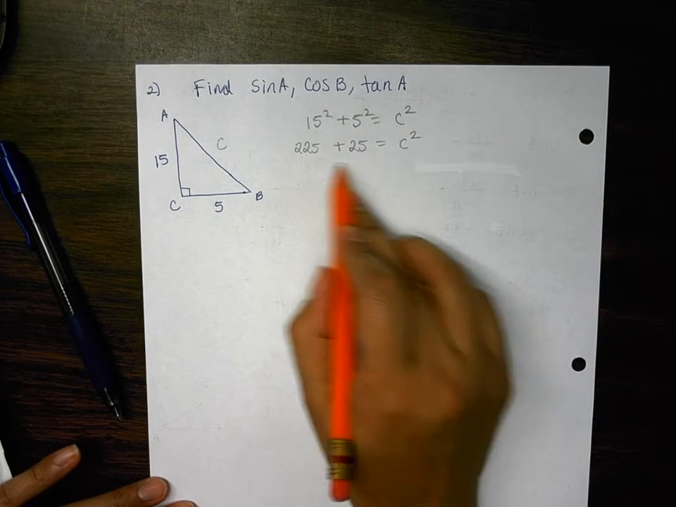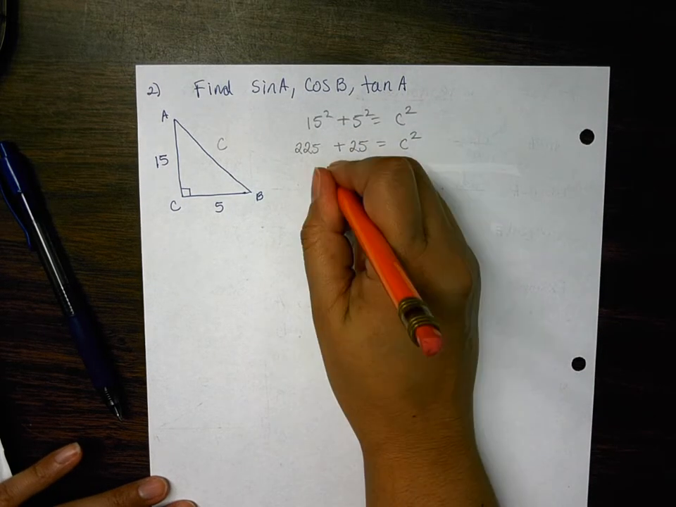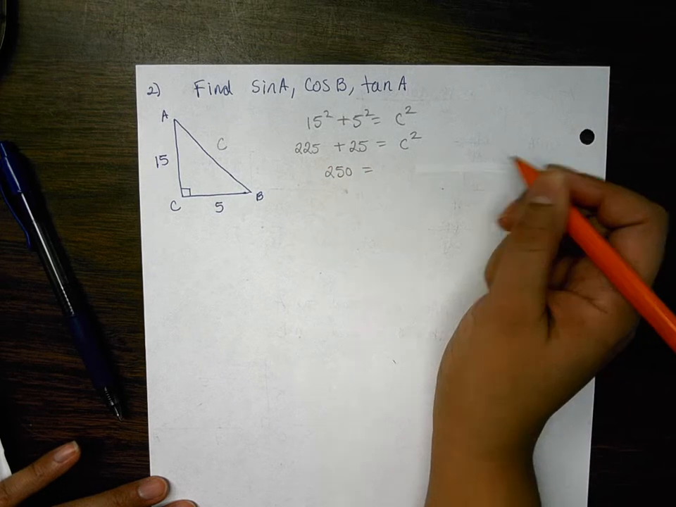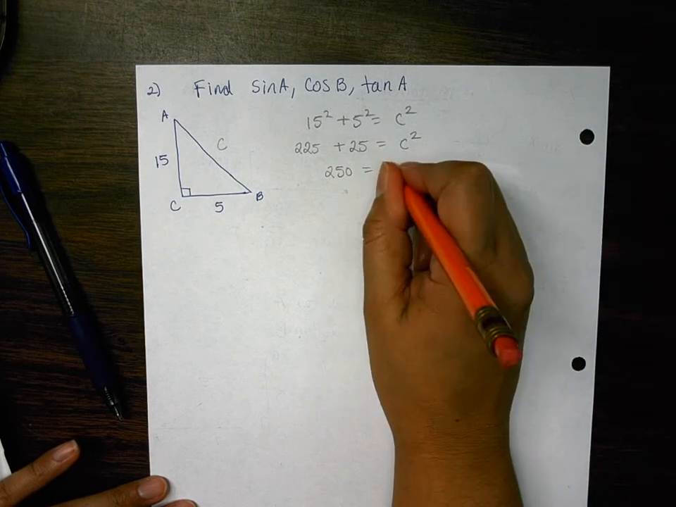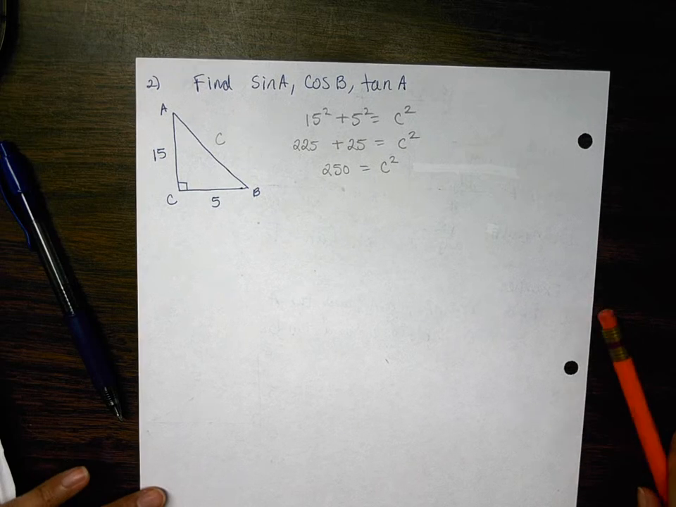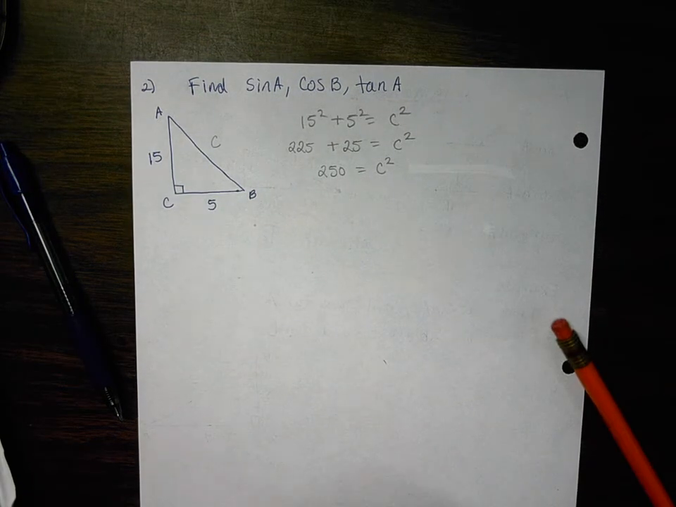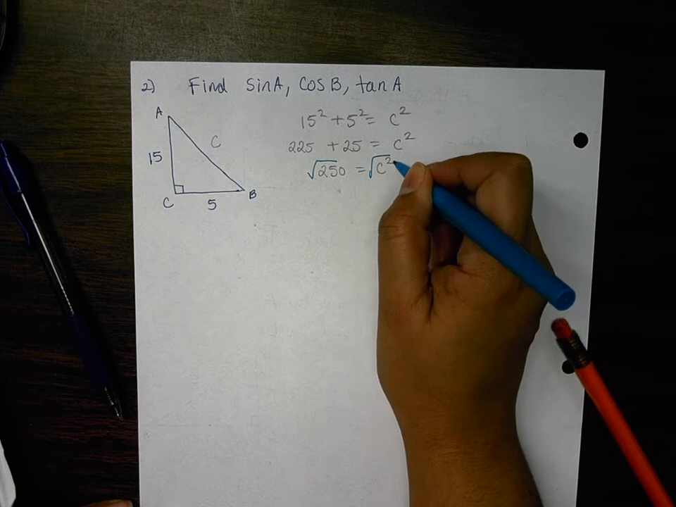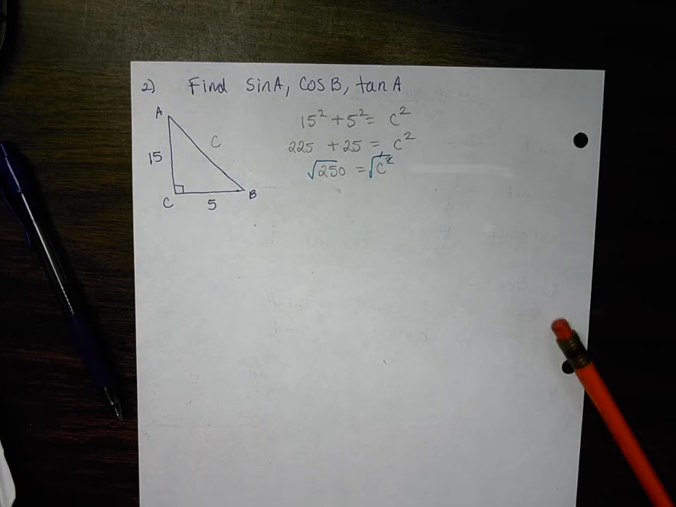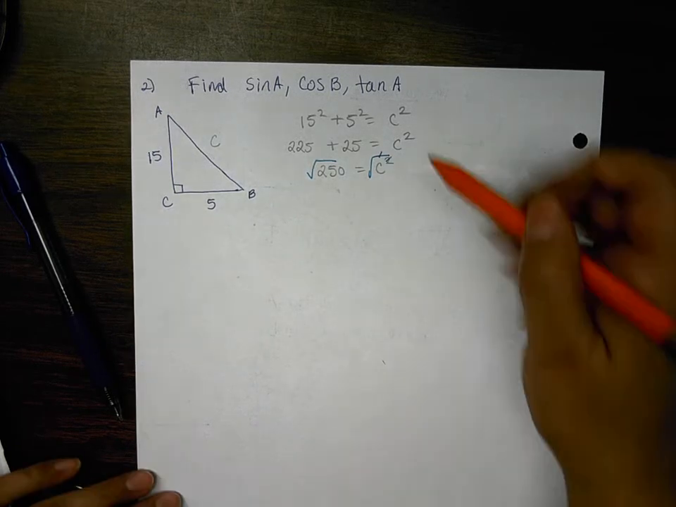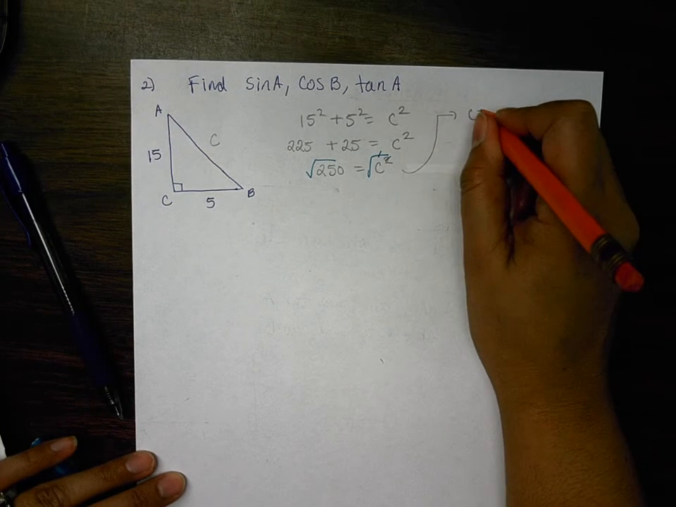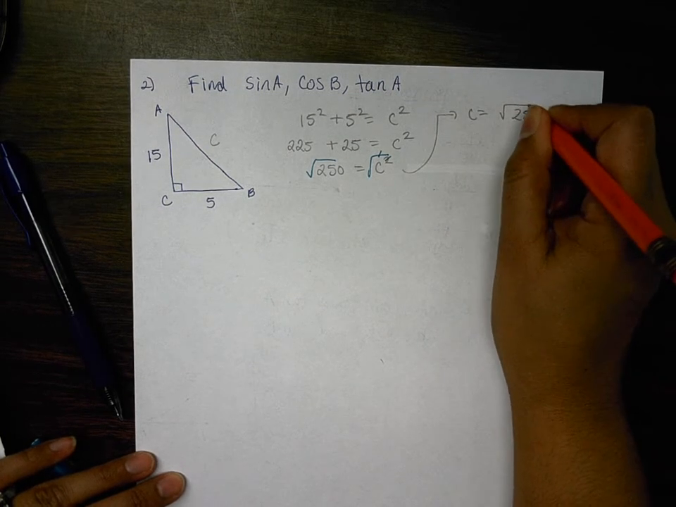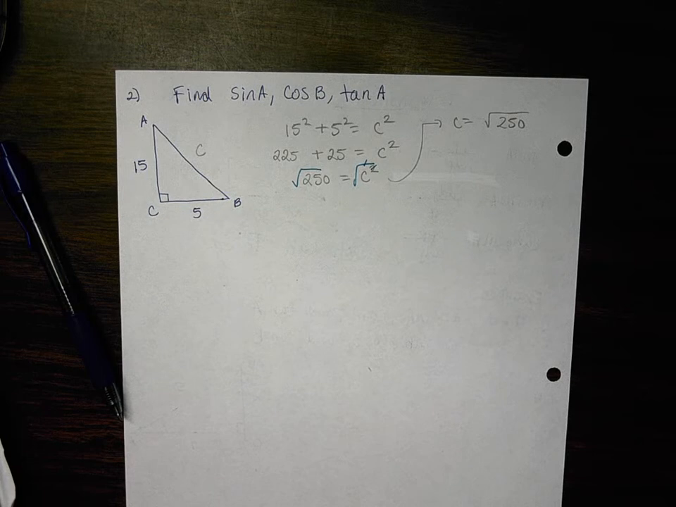Add these two together, what do we get? 250 equals C squared. And then what do we do to both sides? Square root. Why do we square root? What happens with the square root and the squared? They undo each other. They're called inverse functions. That's the whole reason why we do that, is so that they would undo each other. C equals root 250. What do we have to do to the 250? I heard somebody whisper it. Thank you. Break it down is correct.